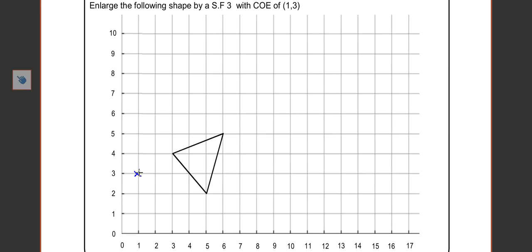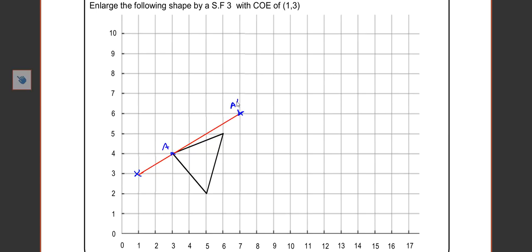So I'm going to do it this way with my lines. So I go through there. I go 2 along, 1 up. So I'm going to go 2 along, 1 up, 2 along, 1 up, 2 along, 1 up, and my new point is going to be there. Okay? So I'm checking it is on that line. Point A is there, A dash.